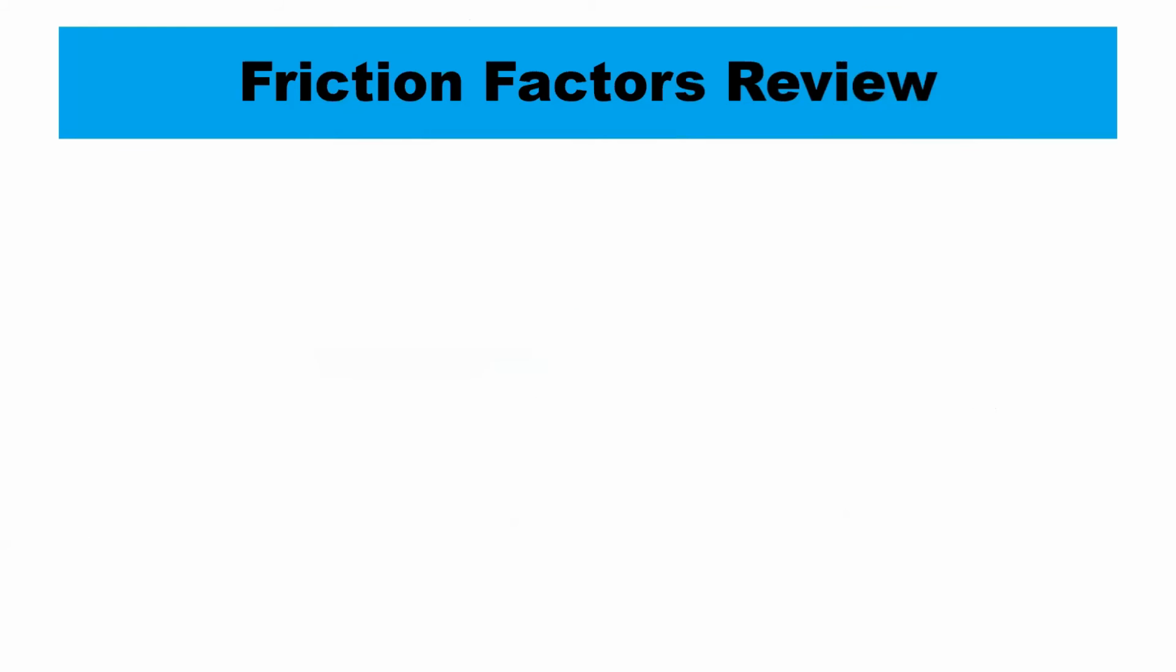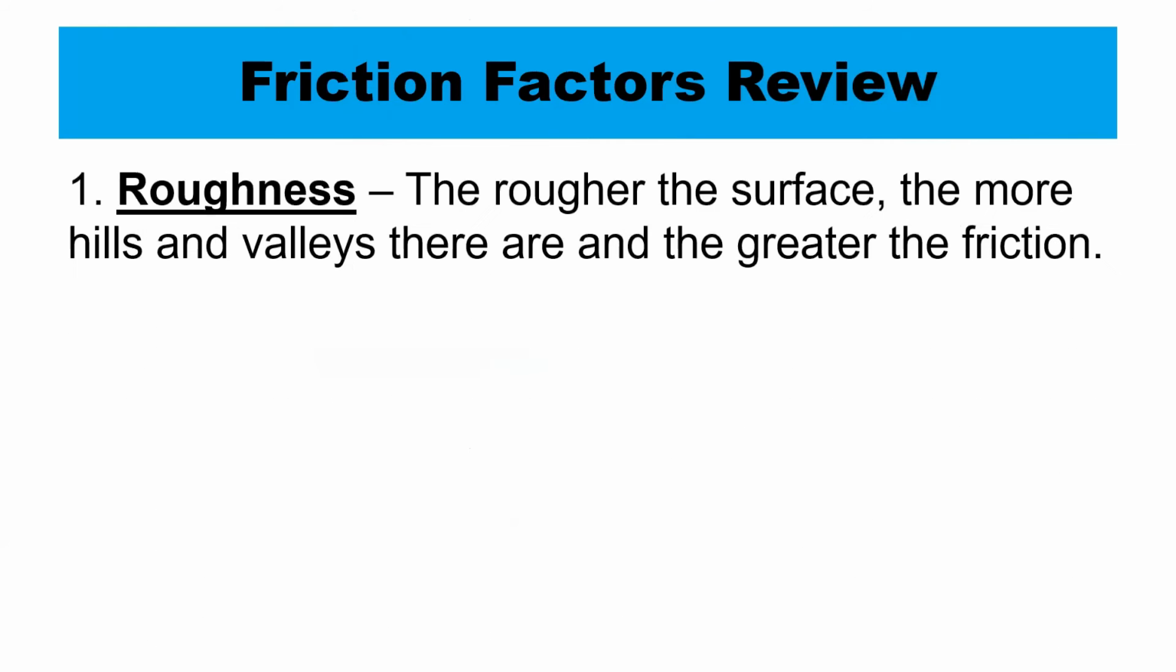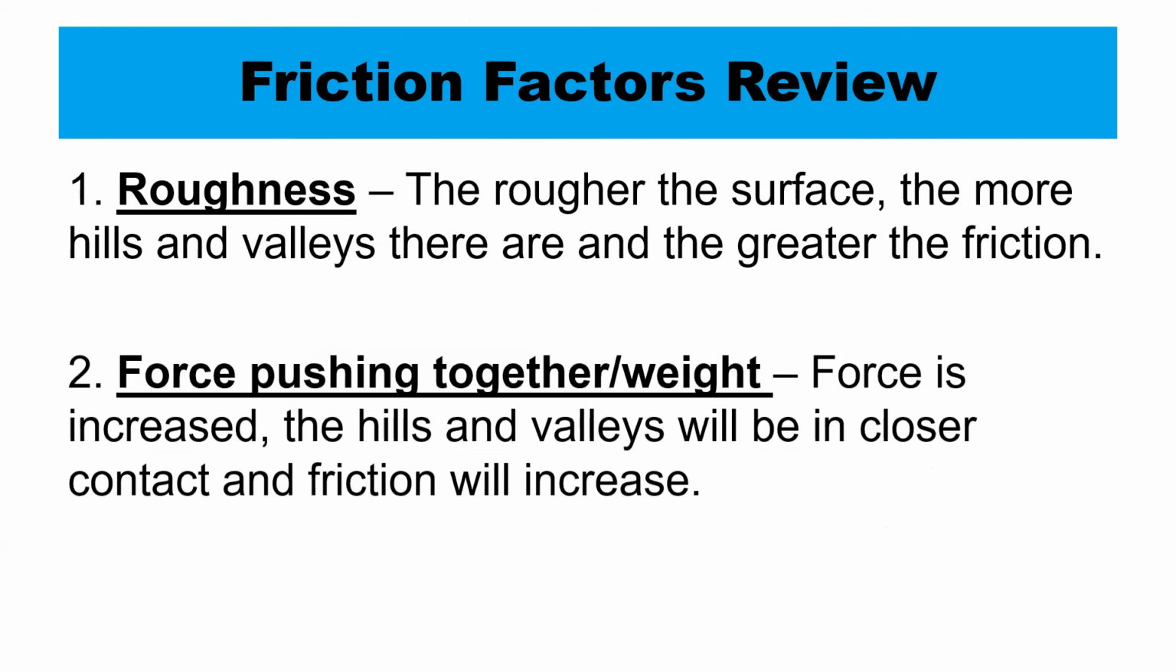So, the friction factors. Roughness: the rougher the surface, the more hills and valleys, so it means greater friction. Force pushing together, or weight: if force is increased, the hills will be in closer contact and friction will increase.